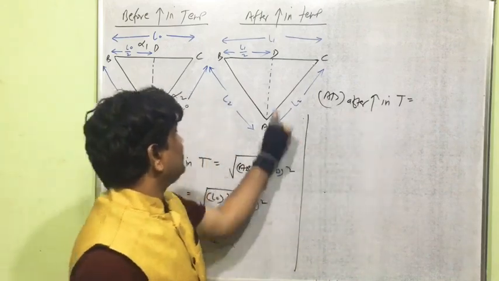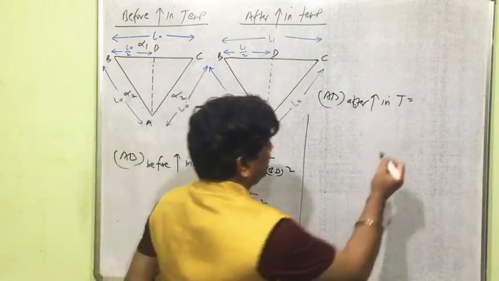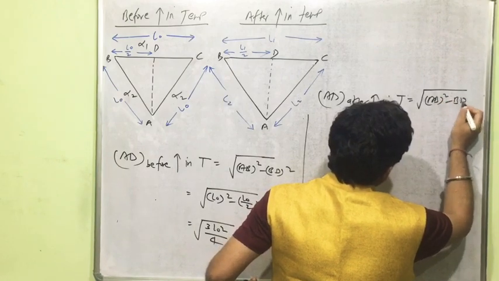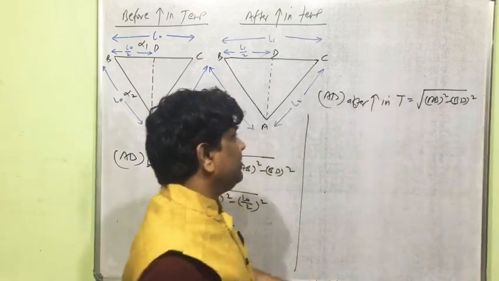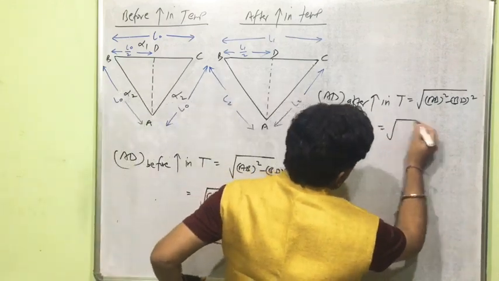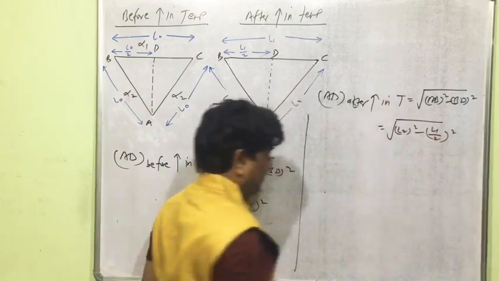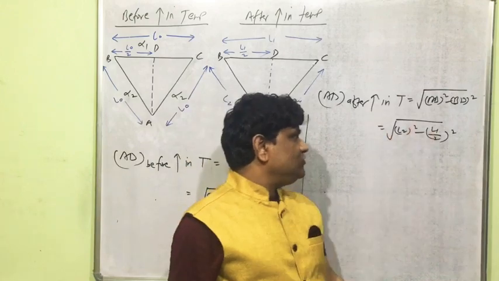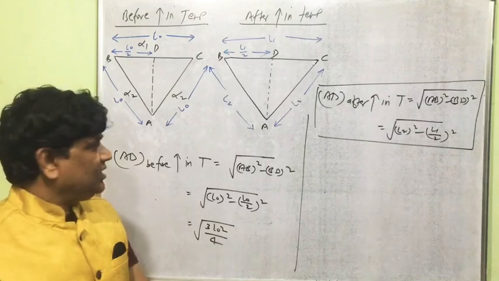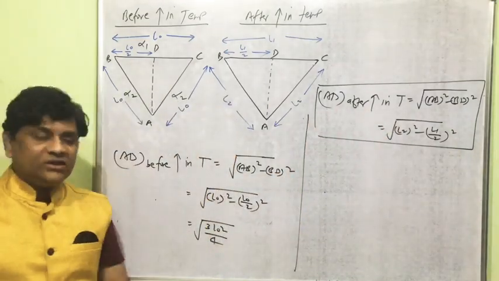AD after rise in temperature will become equal to root over AB square minus BD square. Now we can put the value of new AB length, which is L2. So this is equal to root over L2 square minus L1 by 2 whole square. There are two ADs on the board here. This is the AD after rise in temperature. Here is the AD before rise in temperature.